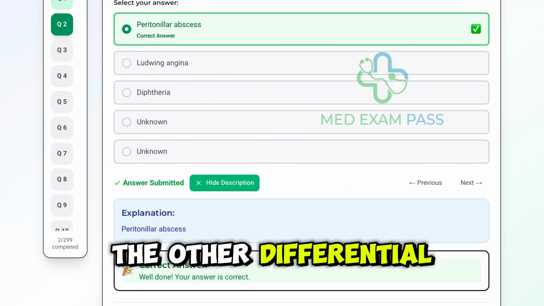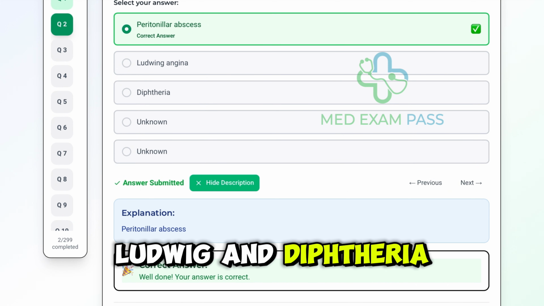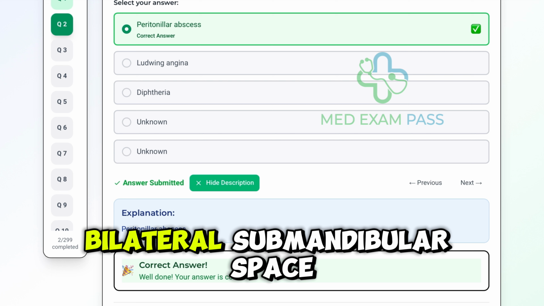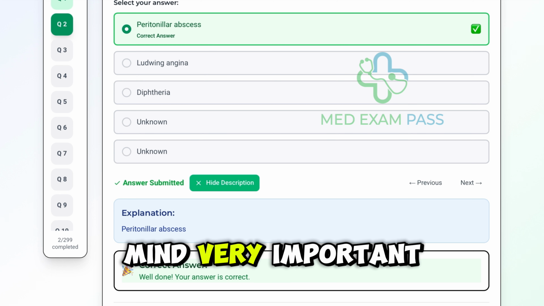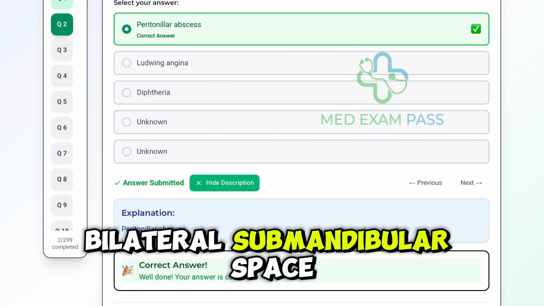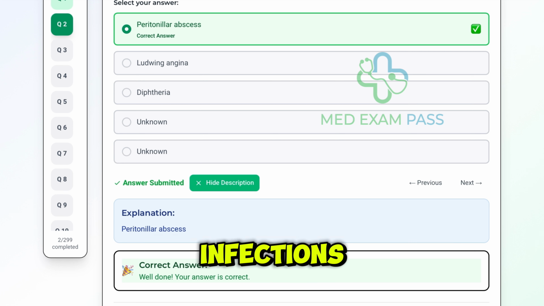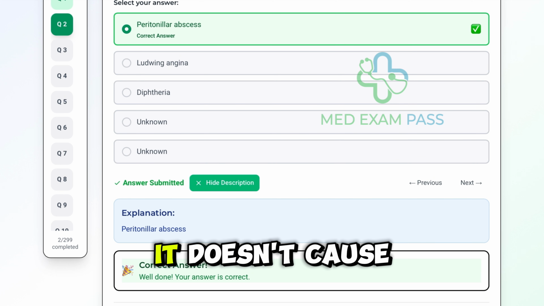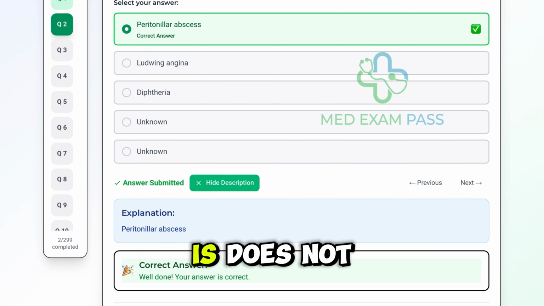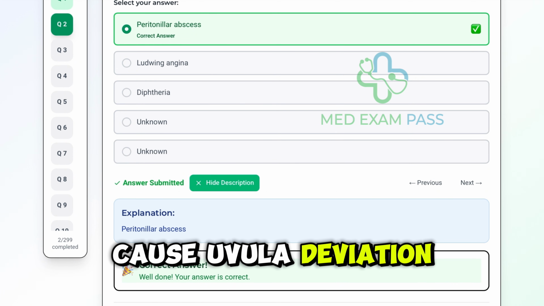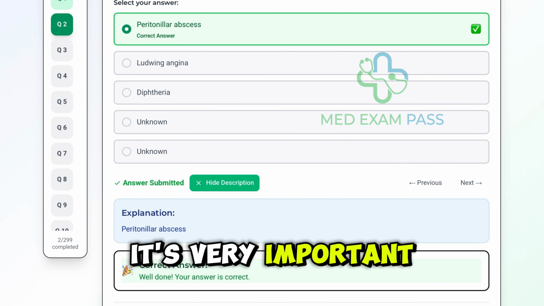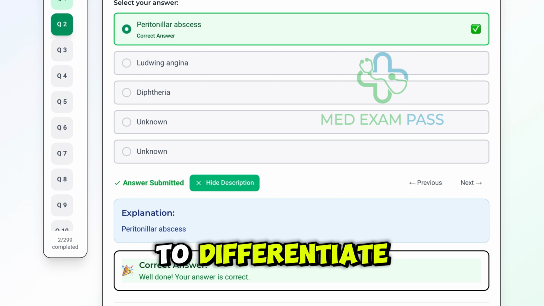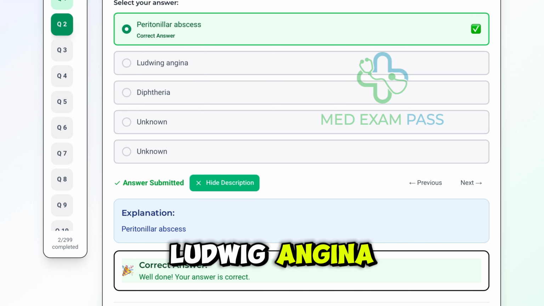So what are the other differential options given here? Ludwig and diphtheria. Ludwig angina is a bilateral submandibular space infection, very important, causing floor of the mouth swelling, so tongue elevation and potential airway compromise. It does not cause uvular deviation. Keep that in mind; it is a very important keyword to differentiate peritonsillar abscess and Ludwig angina.